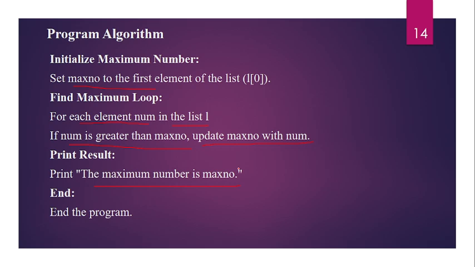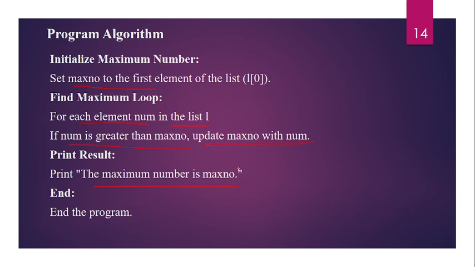What is this upper limit? The upper limit is the number of entries you can make. If I give 10, I can enter 10 numbers. Then what will happen? You will enter the first number. Whatever the value of the first number, that will be stored as the current value in the maximum number. Then you will enter the second number.